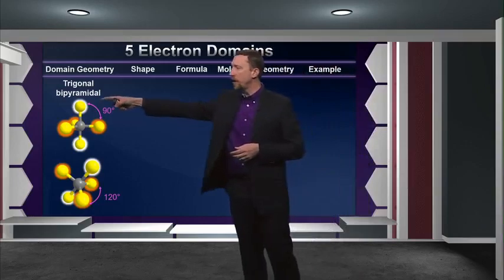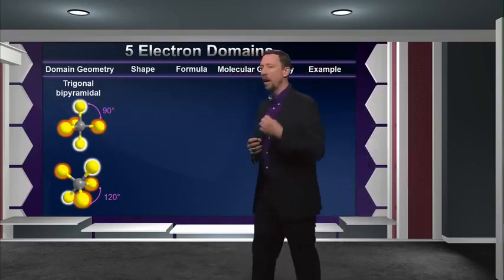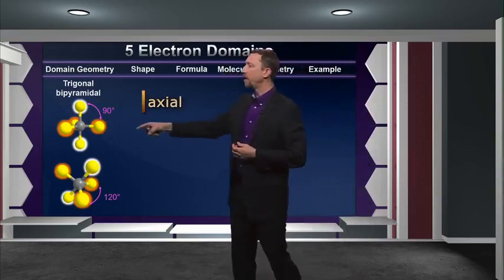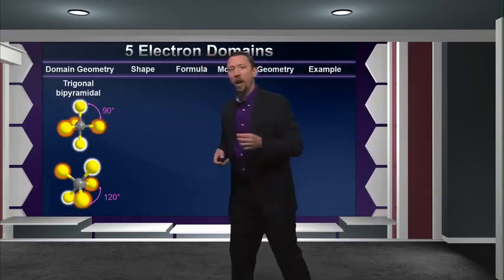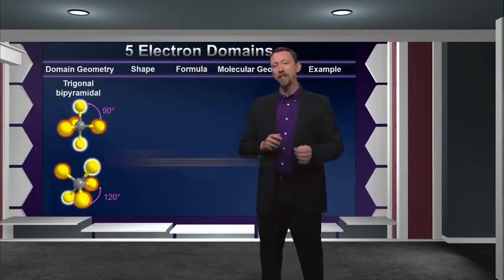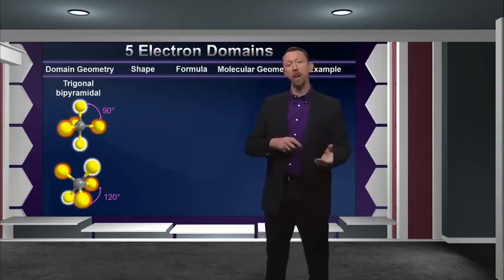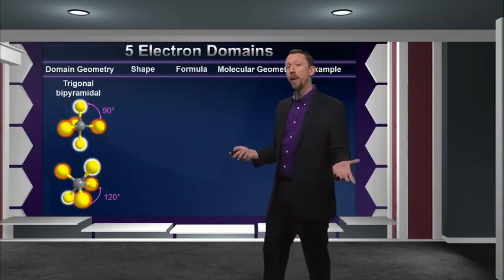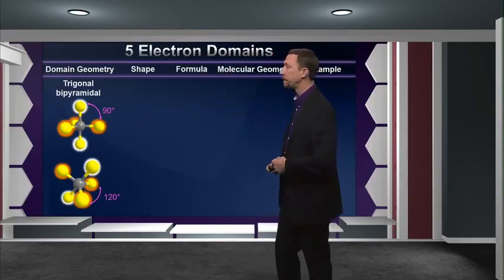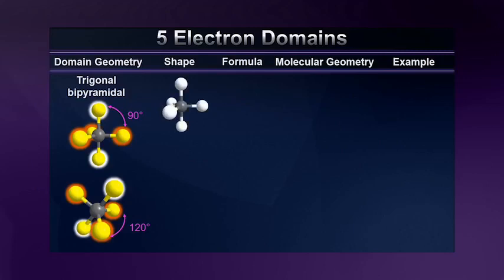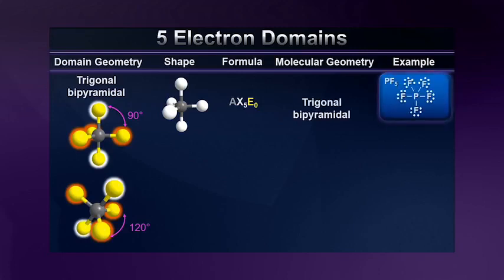We call these 2 positions here at the top and bottom, as I've oriented it, axial positions. And those 3 that are around the center here we call equatorial positions. So now I have to think a little bit more carefully when I start building molecules about whether bonded atoms or lone pairs will make their way into axial or equatorial positions. Let's do that. Of course, the simplest possible shape is one in which we have all of our domains as bonded atoms. That leads to an AX5E0 formula and a molecular geometry that's the same as the domain. An example of a molecule that's trigonal bipyramidal is phosphorus pentafluoride, a drying agent used in the lab.